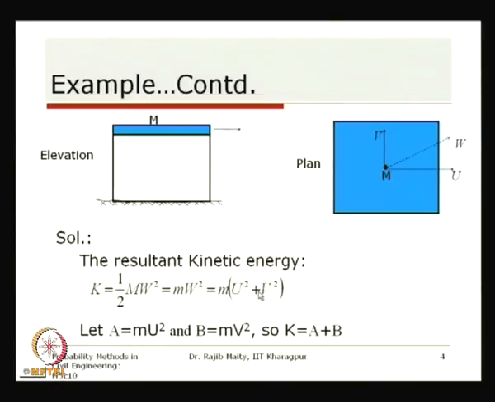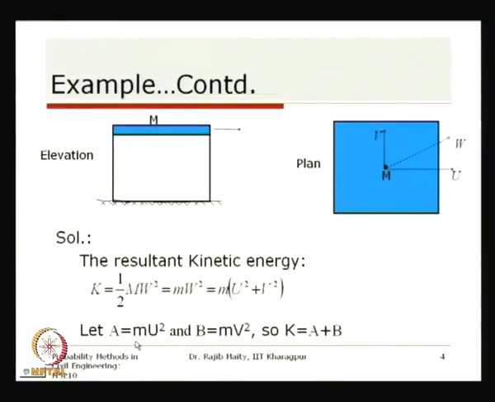So, basically we have two random variables with a standard normal distribution, and we are adding them after squaring them. So, what is the distribution of u square plus v square, where u and v both follow the standard normal distribution? That is the basic question here. Now let us denote A equals m u square and B equals m v square. So, the total resultant kinetic energy is A plus B.